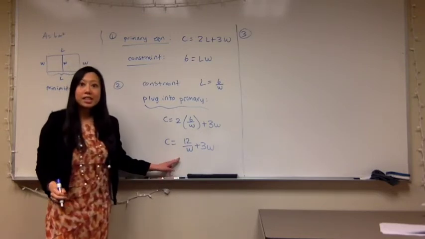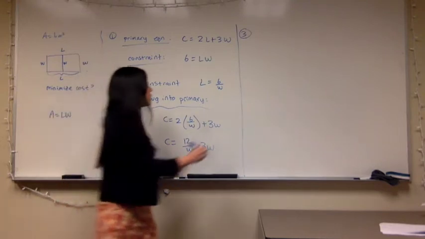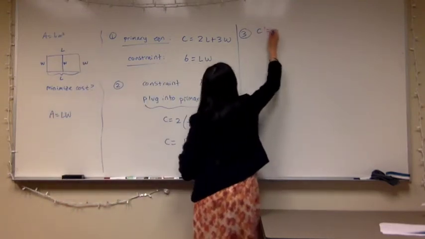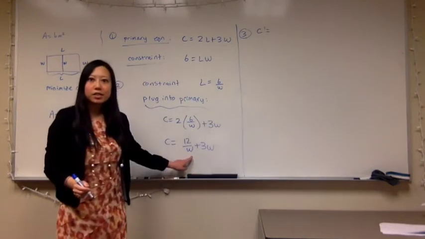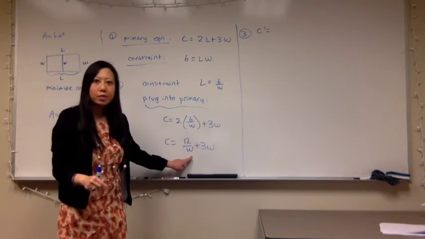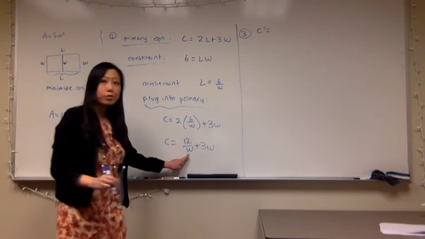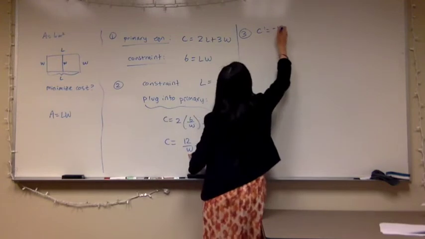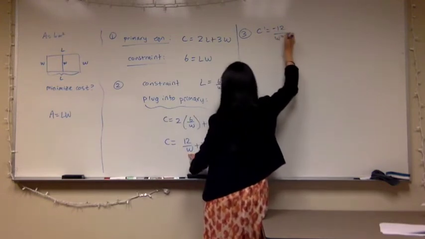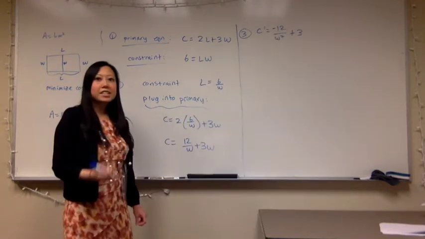So now I go ahead and take the derivative of this. I have C prime. W is my variable, so I'm taking the derivative where W is my variable. So I have negative 12 over W squared plus 3. I set that equal to 0.